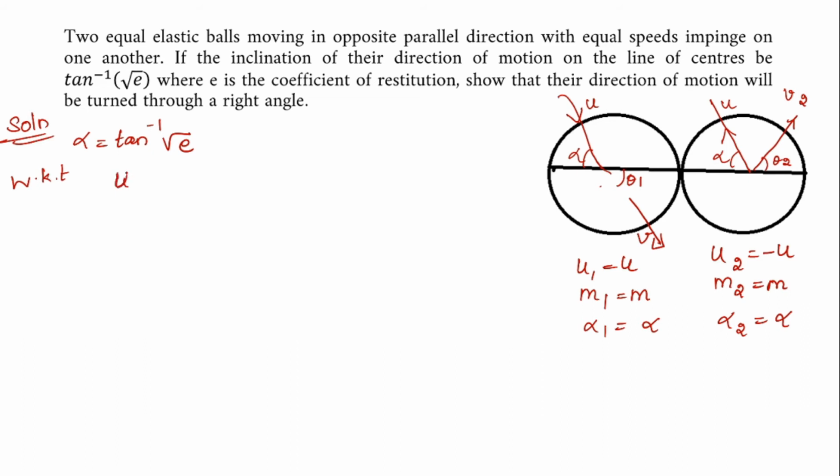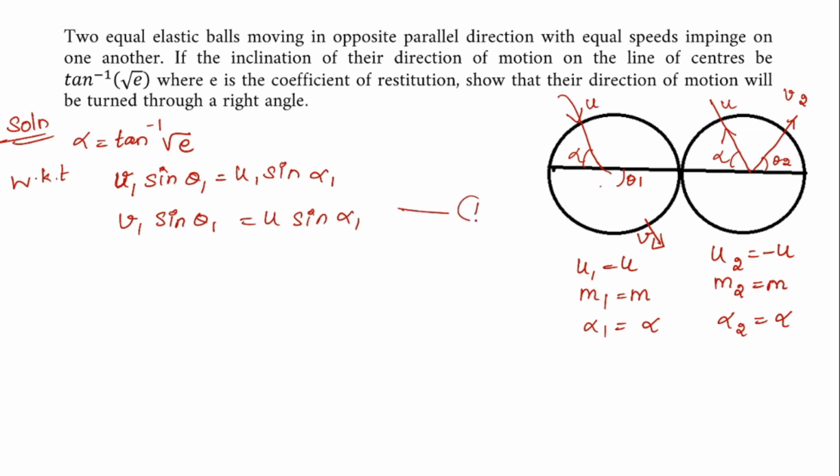V1 sin theta 1 is equal to u1 sin alpha 1. So instead of u1 it is u only, right? So v1 sin theta 1 is equal to u sin alpha 1. So you can mark it as equation 1.